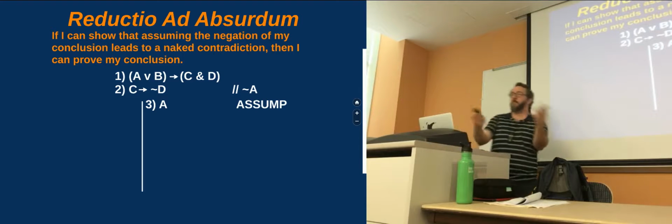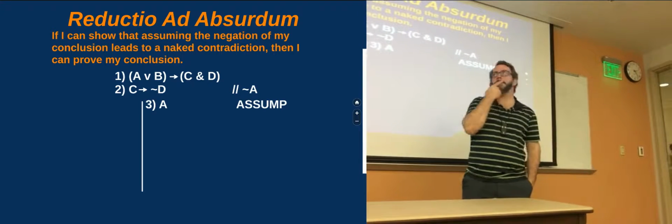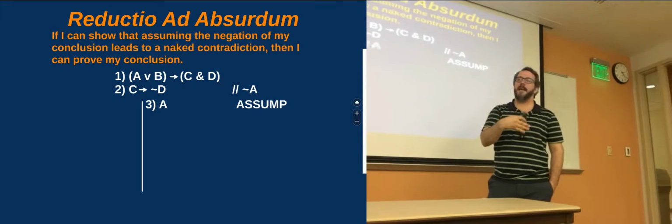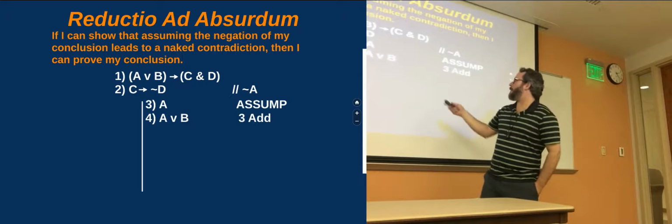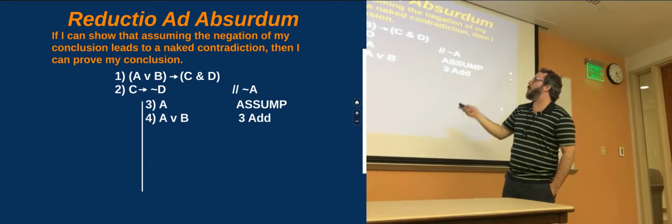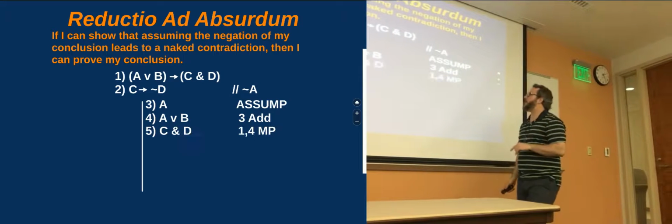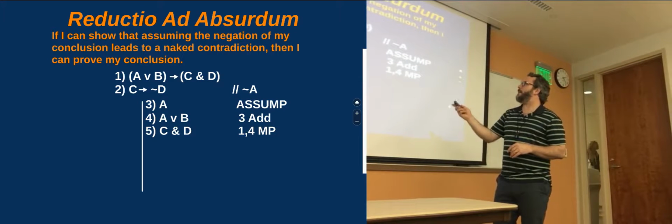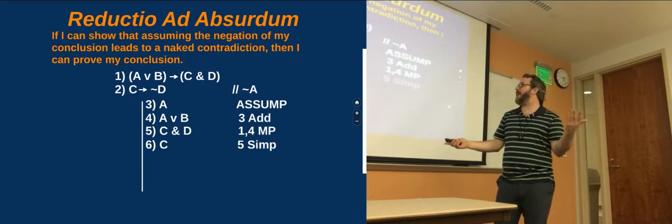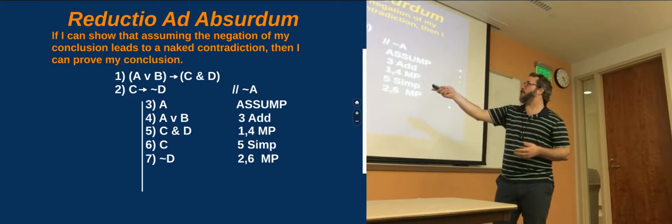If I assume A, now what else can I prove? That's C and D. Skipping steps. Slow down. Before I get to C and D, if I have A, then I have A or B through addition. I got to get the antecedent of the conditional statement, right? Then I have A or B. If I have A or B, now I've got C and D through modus ponens, 1-4 modus ponens. If I have C and D, I can simplify that. Then I've got C, right? If I've got C, I've got not D through modus ponens with line 2.